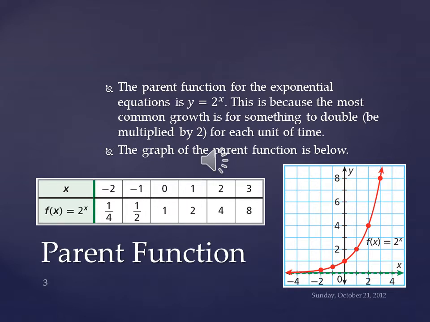Remember, with all our other functions, we've had a parent function. The parent function for the exponential equation is y equals 2 to the x power. This is because the most common growth is for something to double for each unit of time. The graph of the parent function is shown below. On the left is a table showing all of the values, and on the right is the graph with all of those points plotted and the dots connected.